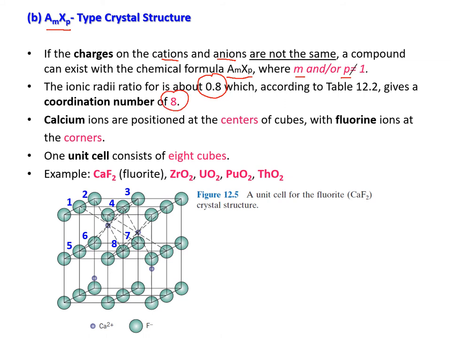If you look at this, for example, you can see that the coordination number is 8. In this case, we are going to review the calcium fluoride structure, where calcium ions are positioned at the centers of the cube. So this is the calcium, and with fluorine ions at the corners. So these are the fluorine ions. In this type of structure, one unit cell consists of 8 cubes. And another example of ceramics that use this type of crystal structure are as such.